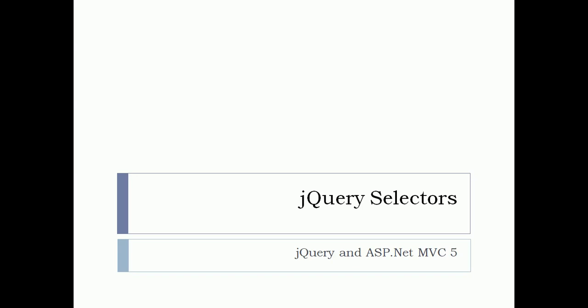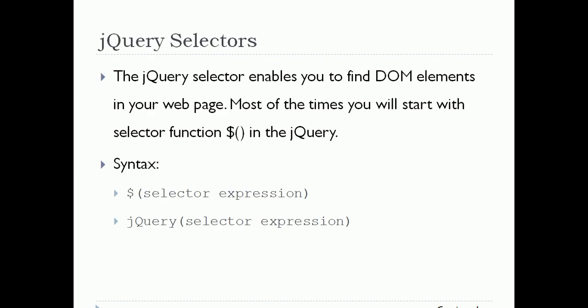Now let us see what jQuery selectors are. jQuery selectors enable you to find DOM elements in your web page. Most of the time you will start with the selector function, which is specified by $, and after that you have to specify your selector expression. There are various methods to define your selector expression, and we are going to cover them shortly.